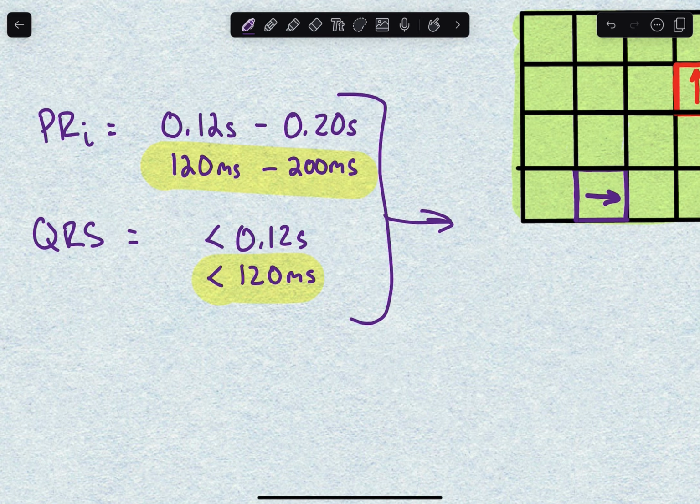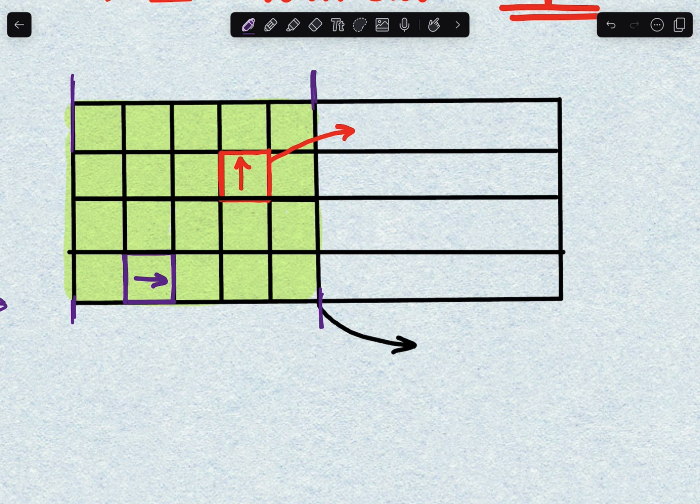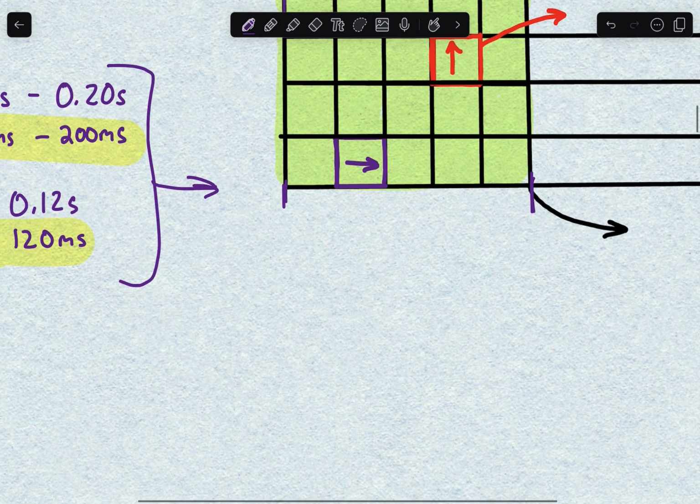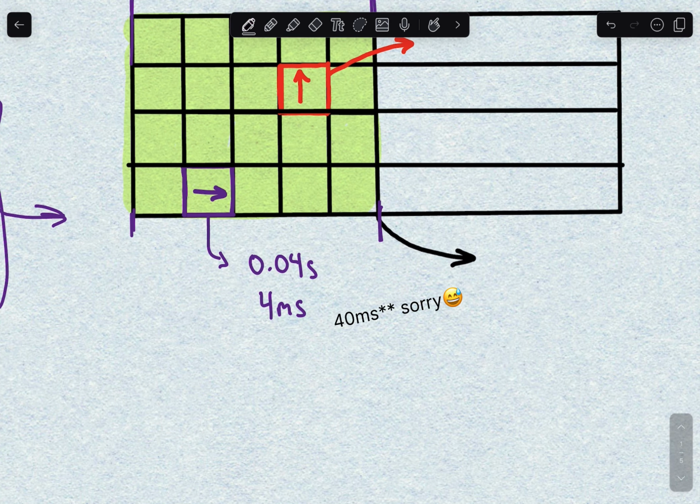Now let's take a look at some of the boxes that are displayed on an EKG. In its simplest form, the EKG is made up of little boxes and big boxes. One little box is 0.04 seconds, or 40 milliseconds, and one large box is equal to 0.2 seconds, or 200 milliseconds.